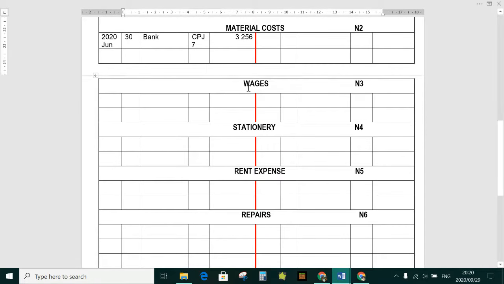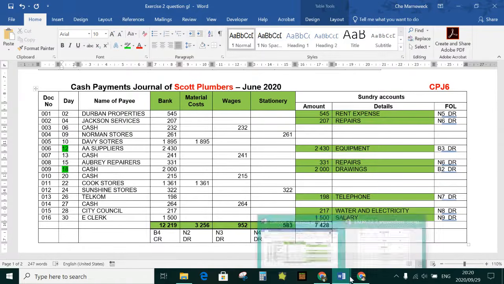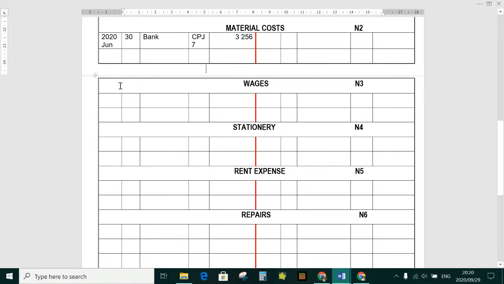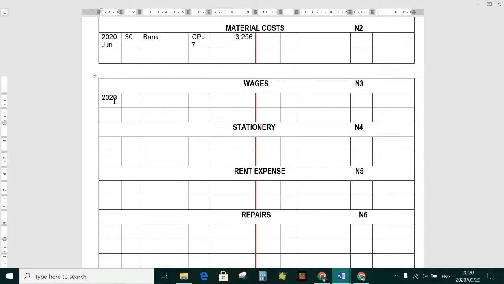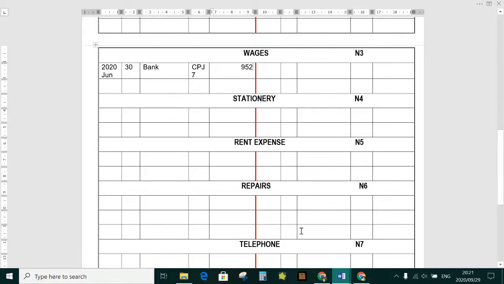Close that gap. Wages. We have a look. Wages is a column, N3. It's going on the debit side. We take the total, 952. So we're on the debit side, left-hand side. 2020, June. Last day of the month, because it's a column, day 30. Where did the money come from to pay for wages? It came from our bank account. What is the code for the cash payments journal? CPJ 7. What is the total value of the wages column? 952 Rand. We then move on to stationery.